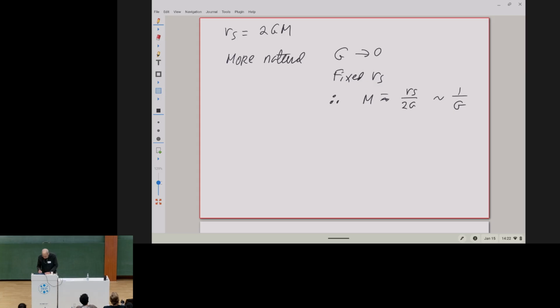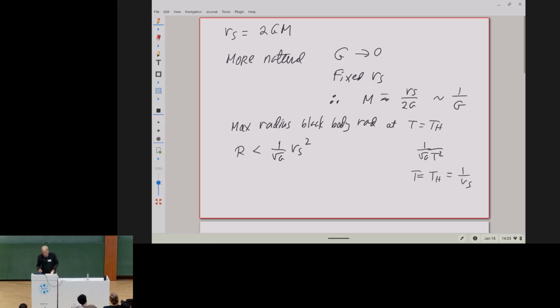Well, so for example, for the instability involving the black body radiation, we found that the maximum radius of black body radiation that doesn't collapse was that R was less than, at temperature T Hawking. We find that that was bounded by 1 over the square root of G times Rs squared. I wrote it differently before when we derived it, but I think I wrote it as 1 over the square root of G times T squared. But now we want to evaluate this for T equals T Hawking, which is 1 over Rs. So therefore, the upper bound at that temperature on how big a ball of black body radiation can be is 1 over root G times Rs squared.